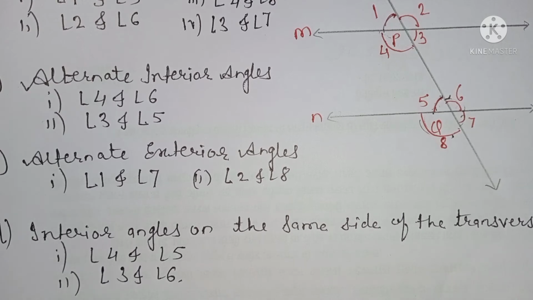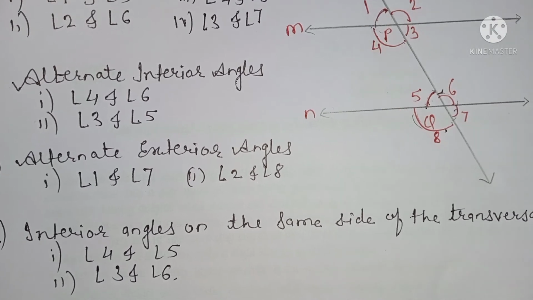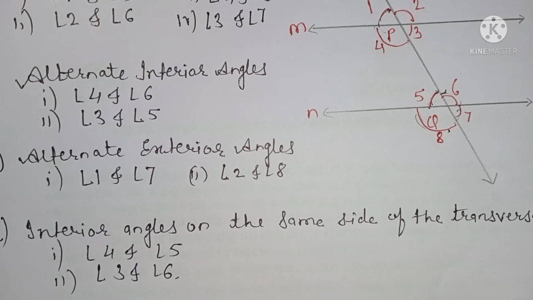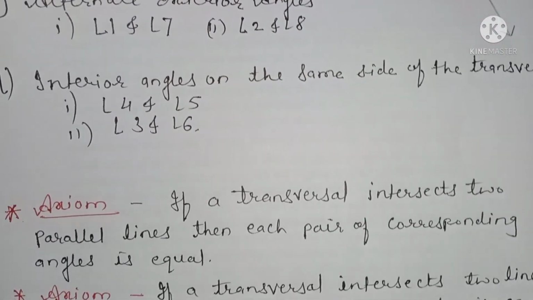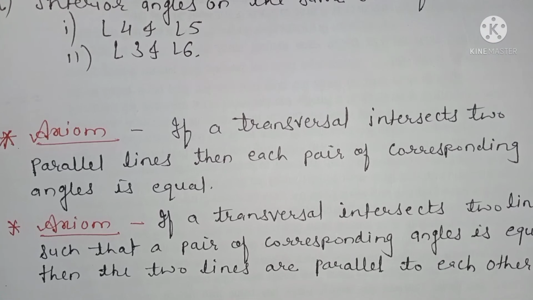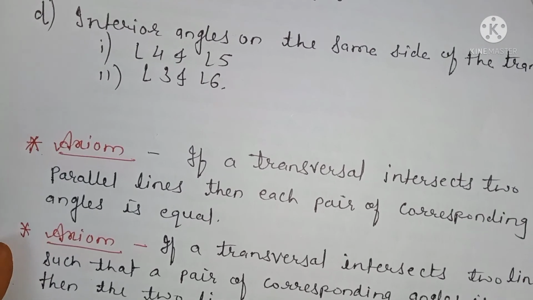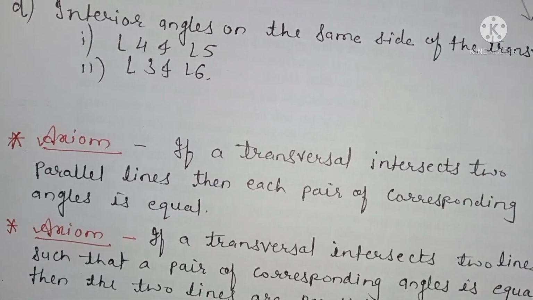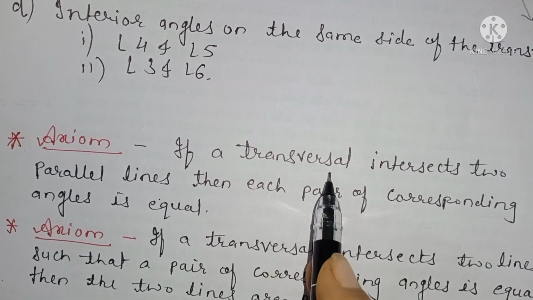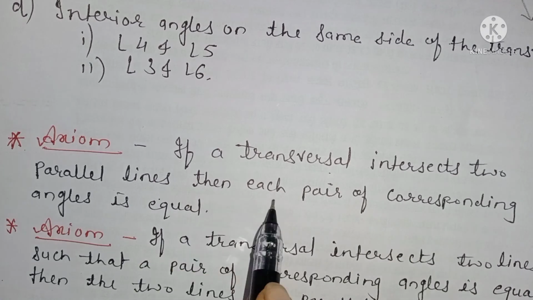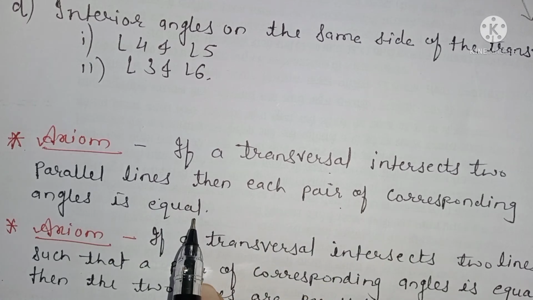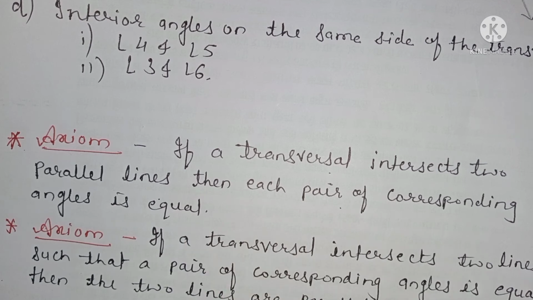Okay, now let's start the axioms based on this. There are mainly two axioms given to us based on these angles. Here is the first axiom. If a transversal intersects two parallel lines, then the pair of corresponding angles is equal. So if the angles are corresponding, they will always be equal in measure.